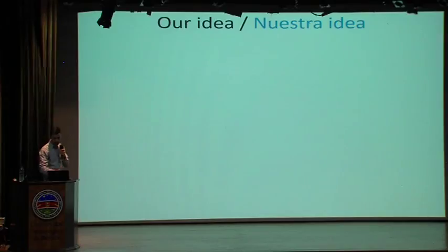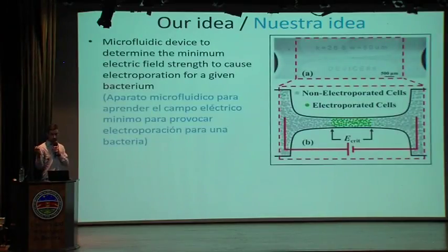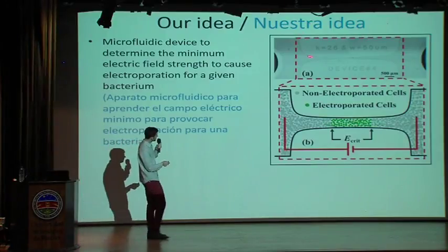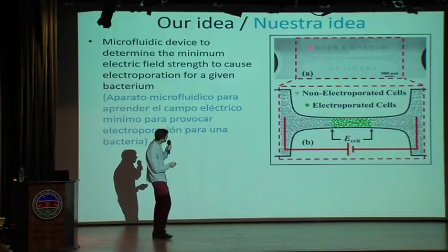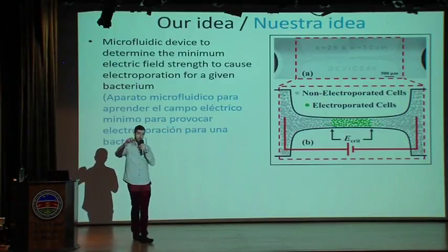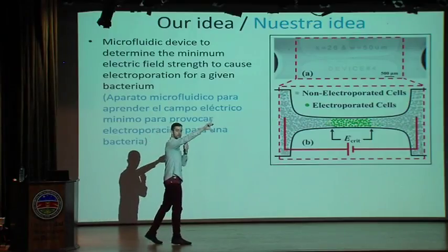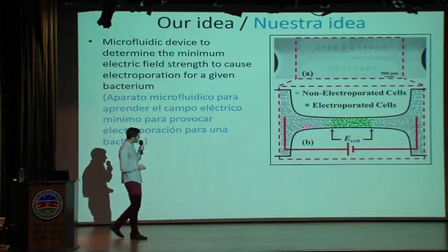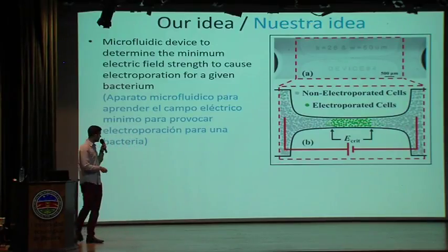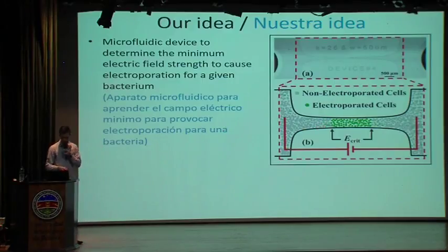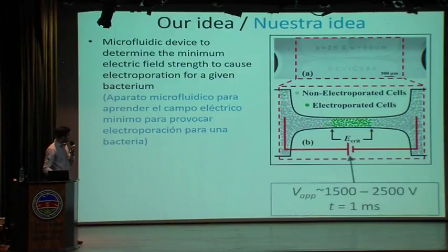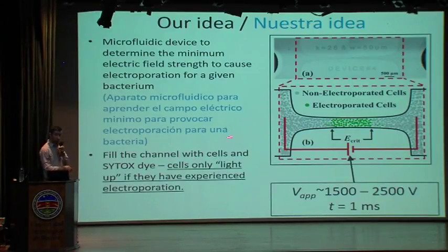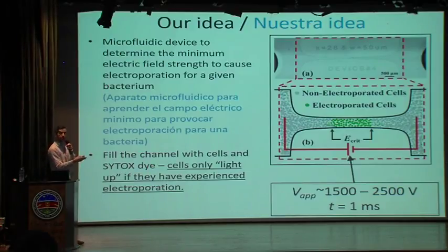But the idea that we had, so Paolo and I were just talking one day, and we came up with this idea here. We said, what if we make a microfluidic device that has a channel that constricts, that converges and then diverges? Let's say that we fill that channel with a suspension of bacteria, and this fluorescent dye here is called Cytox. It's a dye that only gives off light if it's inside of a cell.